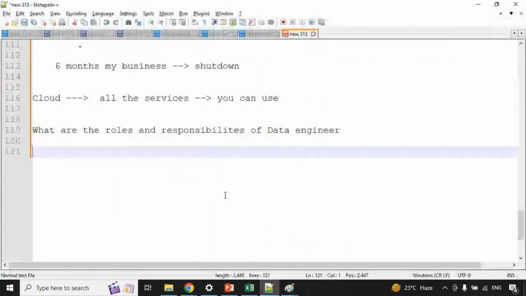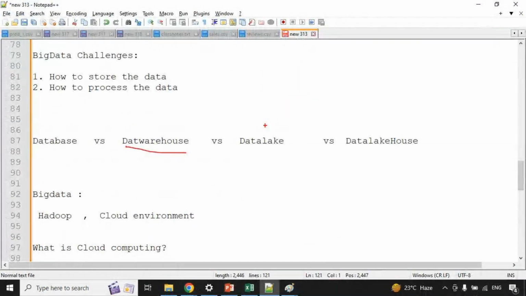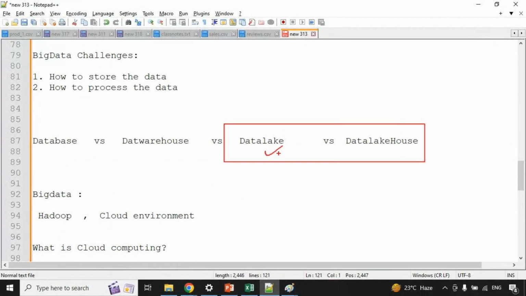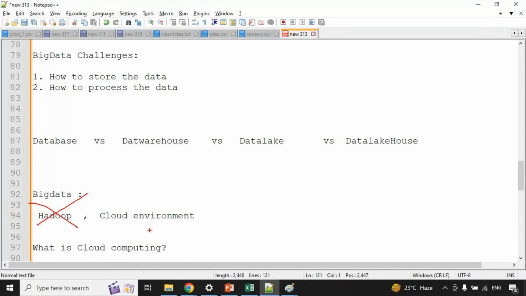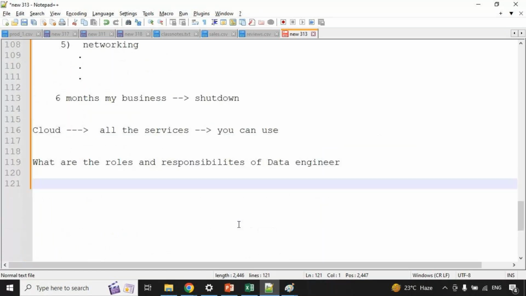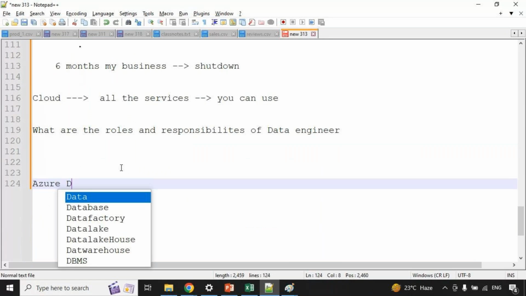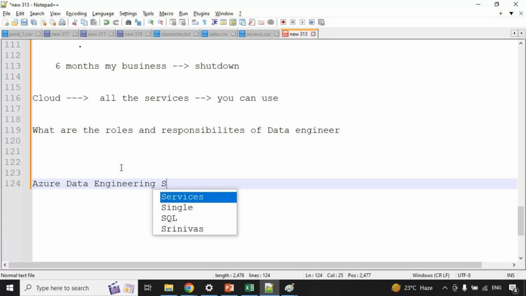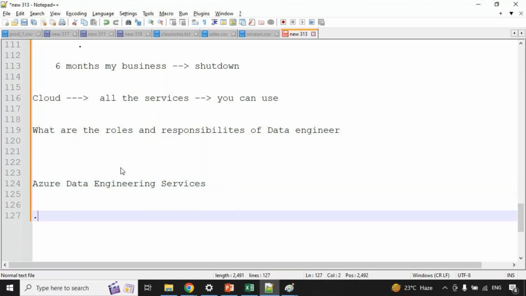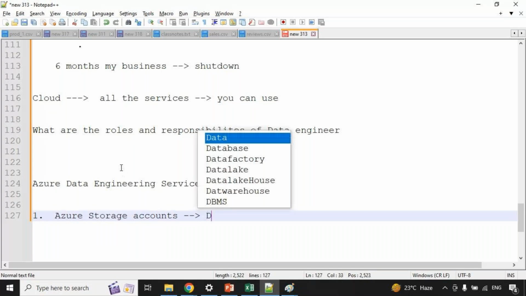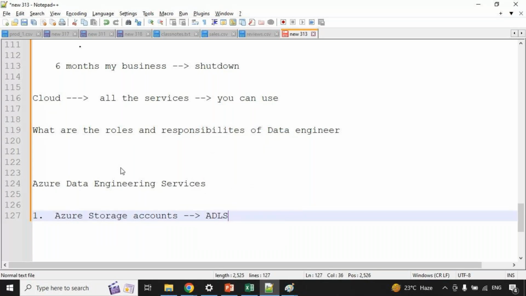But as I said, nowadays we have to maintain a huge amount of data, big data. So instead of going for Hadoop, we are going for a cloud environment. As part of the cloud, I am going for Azure cloud. There are some Azure data engineering services. One of them is Azure storage accounts, where I can maintain the data lake. We have ADLS, Azure Data Lake Storage, where I can maintain a huge amount of data.